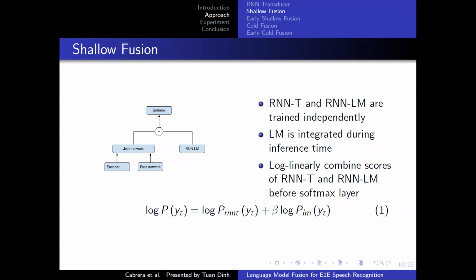Shallow fusion is an existing approach to combine RNN-T and an external language model. In shallow fusion, RNN-T and the external language model are trained independently. In this work, the language model is an RNN language model, but it can also be an n-gram FST-based language model. The external language model is integrated during inference.